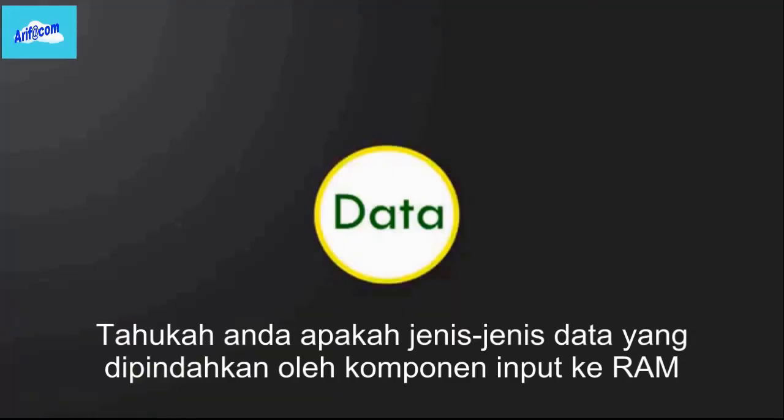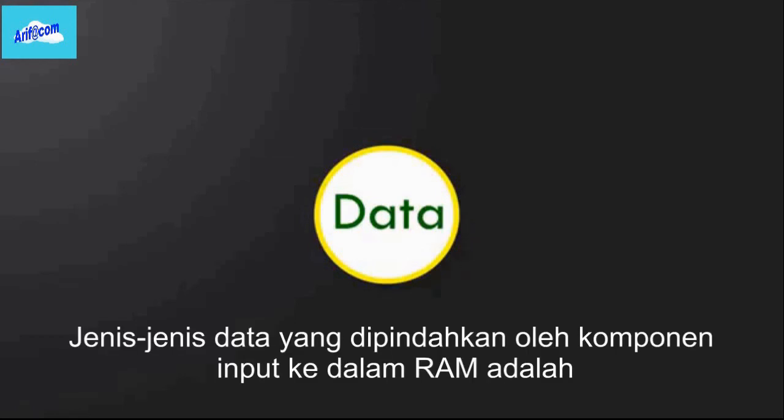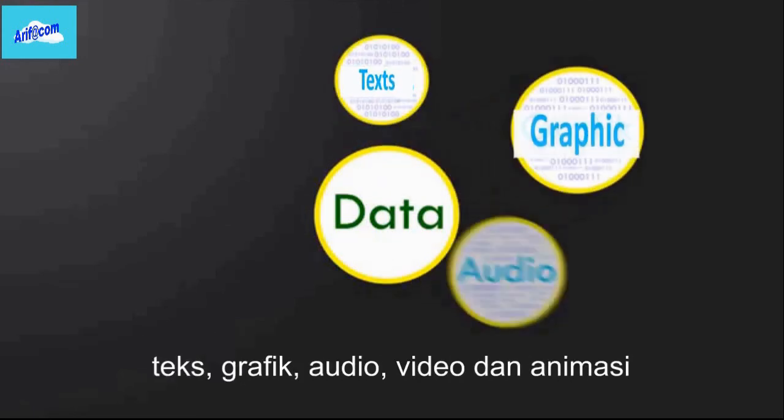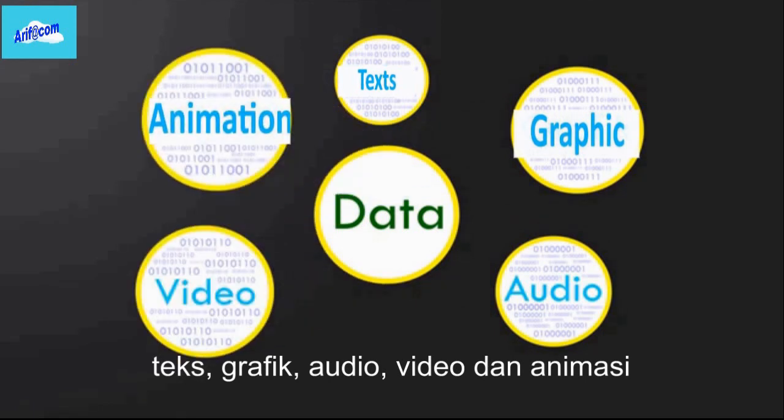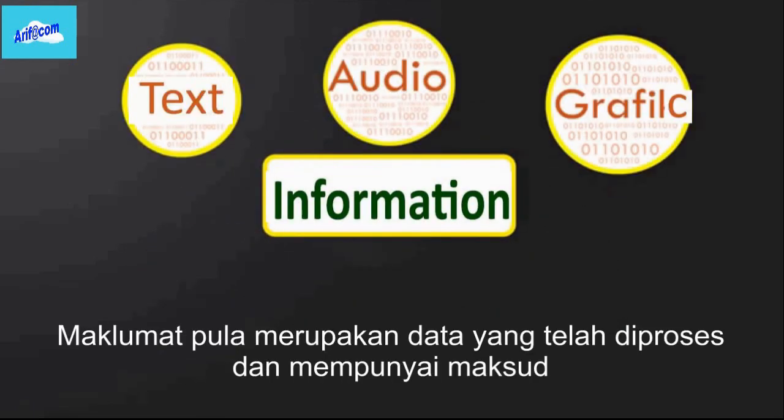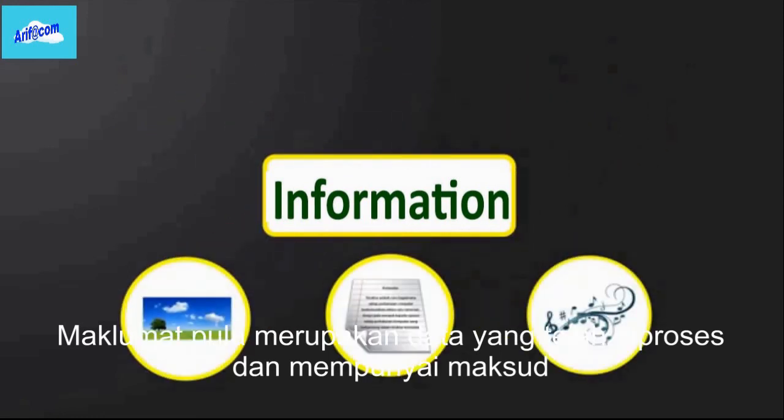Do you know what types of data are transferred by the input component to the main memory? The types of data transferred by the input component to main memory are text, graphic, audio, video, and animation. Information is data that has been processed and has meaning.